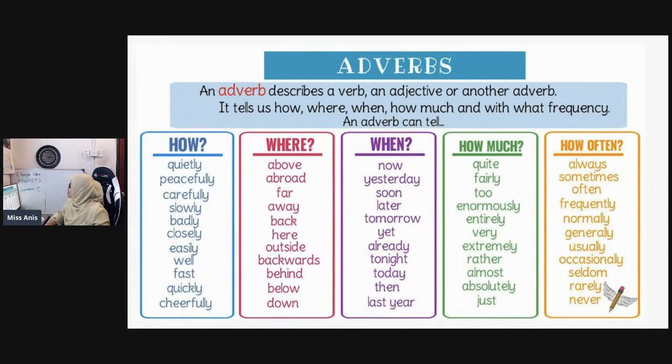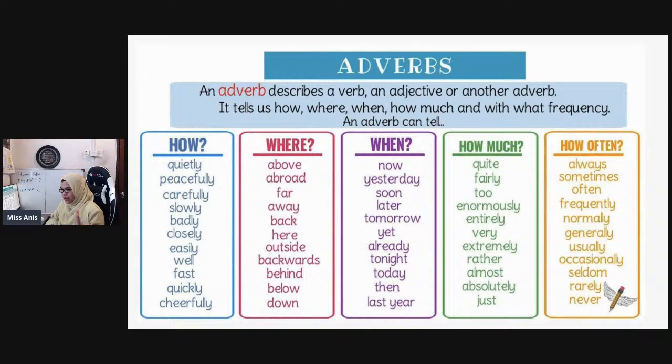Okay, alright, so that's what adverbs is. You use it to describe a verb, adjective ataupun another adverb. But selalunya you would use it with a verb. And then it tells us how, where, when, how much and with what frequency. Okay, so here macam Miss ajar tenses hari tu kan, ataupun cara ajar adjective kan, kita nak adjective, Miss tak ada bagi jawab soalan kot, tenses lah.